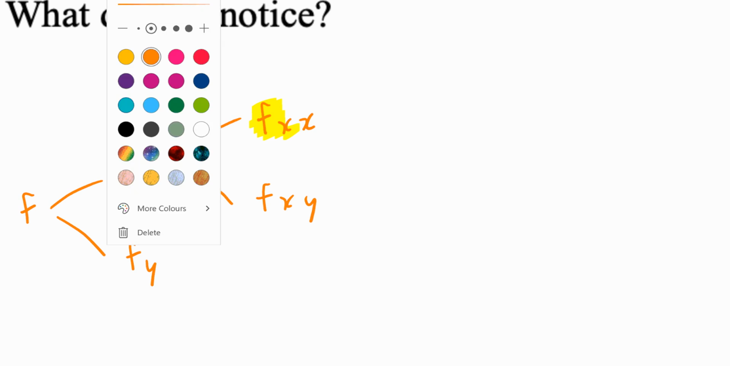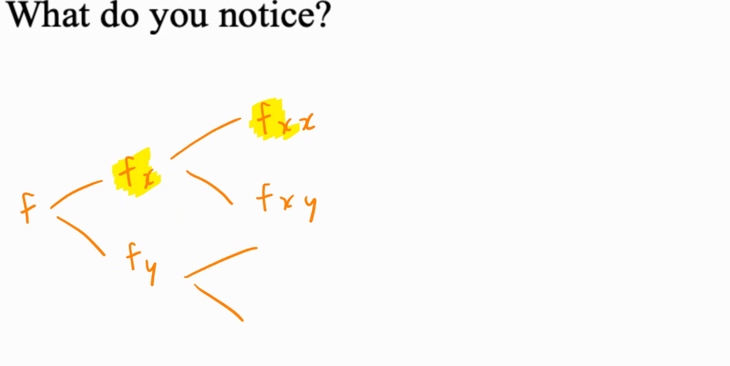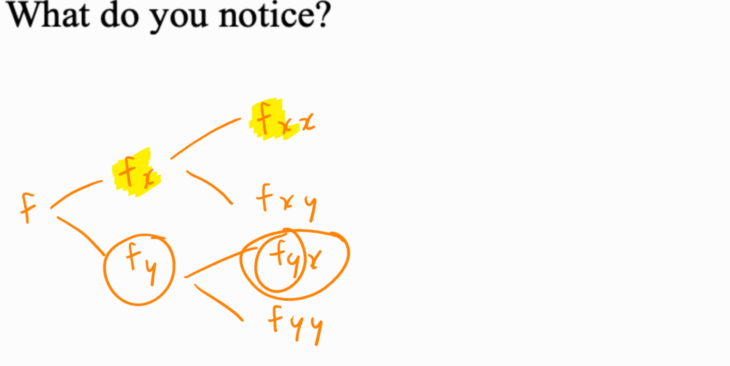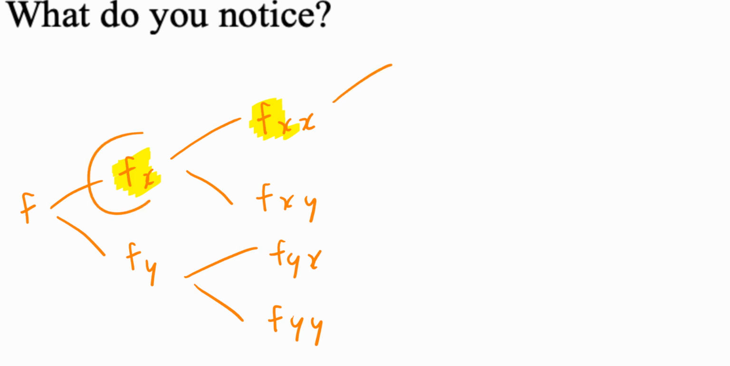Now, if I continue with the branch at the bottom, same idea. fy could become fyx or fyy. So again, this means you can take the derivative with respect to x of fy. And if you think about fyx as a whole, that is the second partial derivative. If you follow this pattern, we took the first partial derivative, then the second partial derivative, which means the next step is going to be the third partial derivative. So this becomes fxxx.